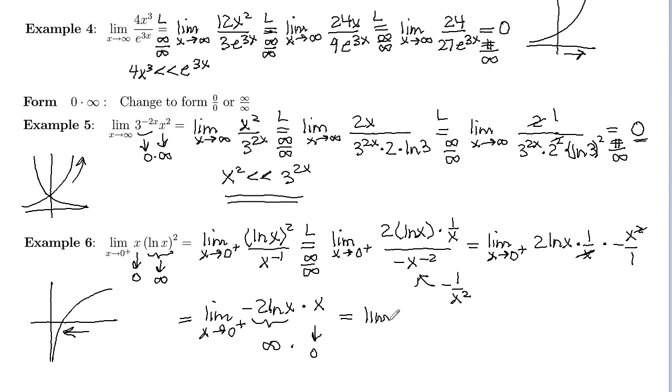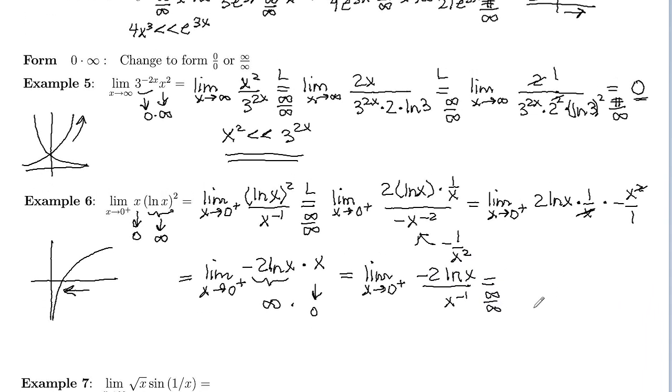So limit x approaches 0 from the plus. Negative 2 natural log of x. And then divide by x comes down, x to the negative 1. So now this is approaching infinity. That is infinity over infinity. That's now an indeterminate form. So we can do L'Hopital. Okay. So limit x approaches 0 plus.